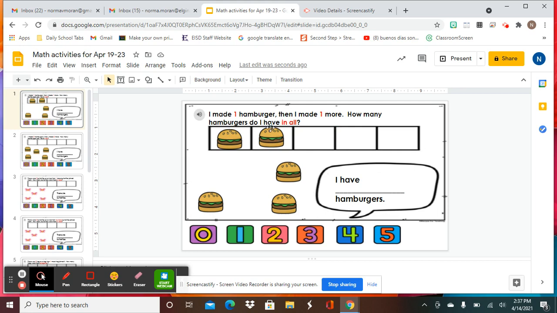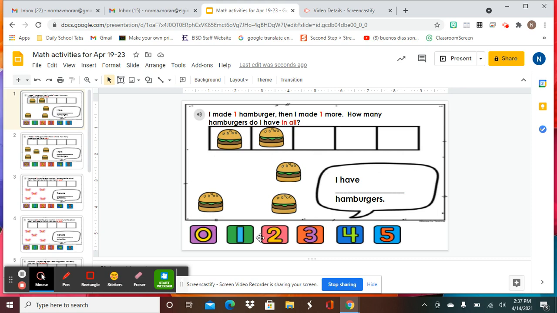I'm not going to count all of them. Oh, like the ones in here and then the ones over here? No. I'm not going to count these ones either. I'm only going to count the ones that are inside the 5 frame. Okay, so let's count. 1 and 2. So I have 2 hamburgers.